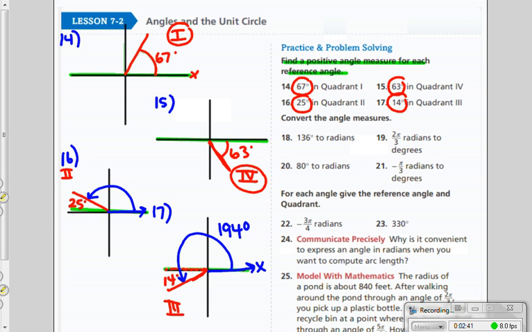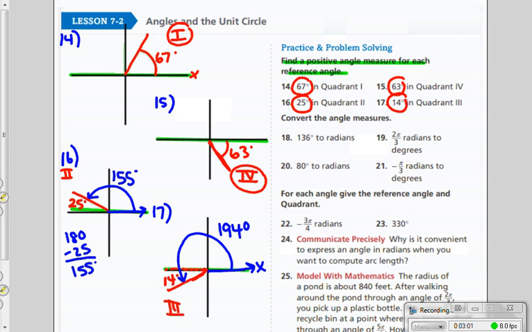For this one, instead of adding 25 to 180, we're actually going to subtract to see how far short we are from getting to the 180 degrees. So here we would be 155. That's going to be your standard angle in number 16.